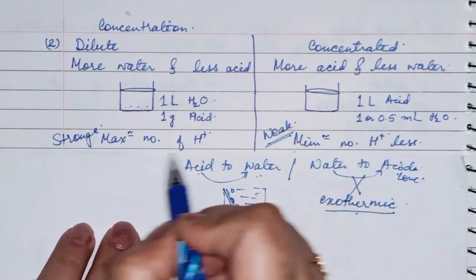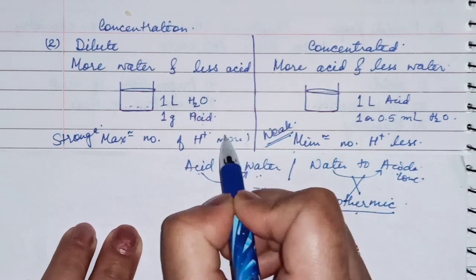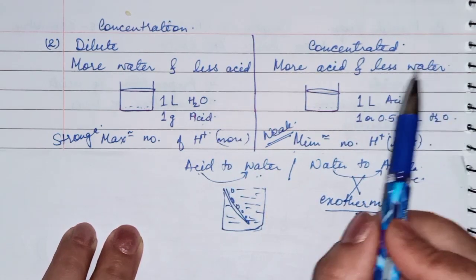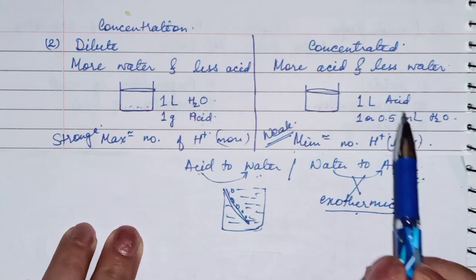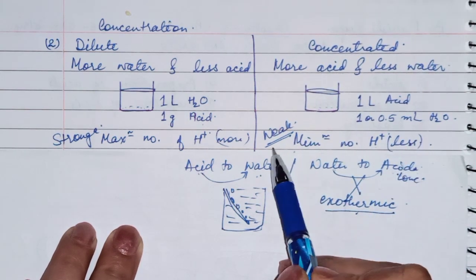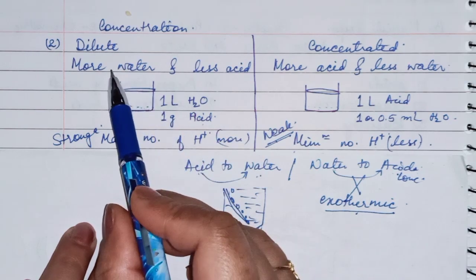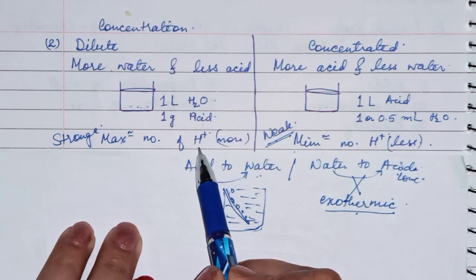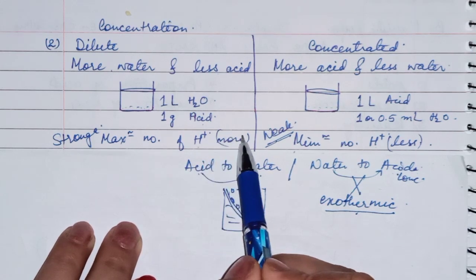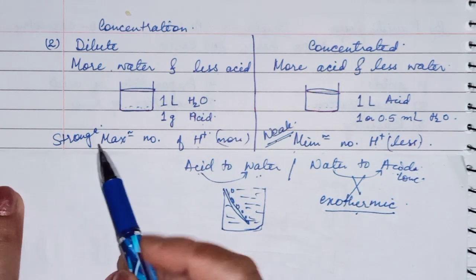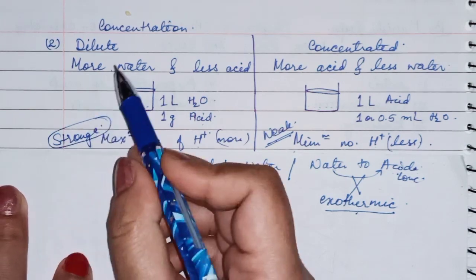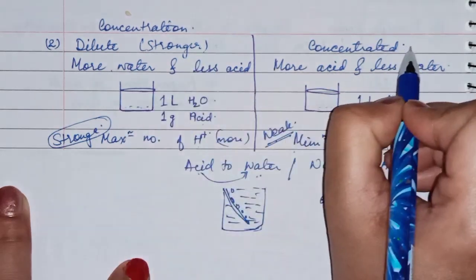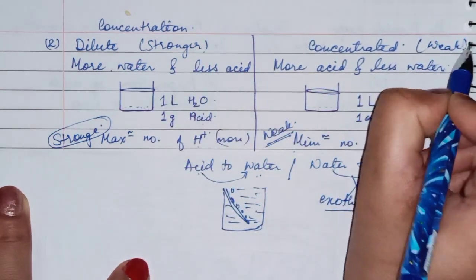Maximum is here, and less is here. In concentrated acid, water is less, so dissociation of acid will be less, so fewer H plus ions are produced. That's why it is weak acid. Here water is more, acid is less, so whenever acid is poured in water, the maximum H plus ions get dissociated and it will give a strong acid. So dilute acid is stronger than concentrated. Okay, this much only.